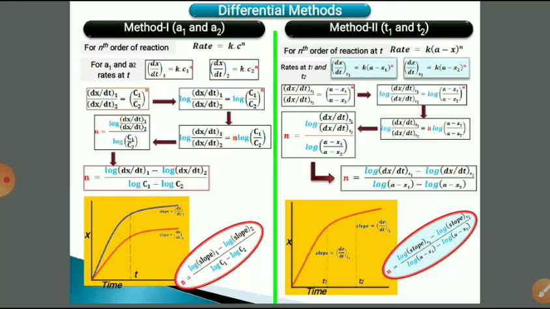So in this way, we can calculate the order of reaction by using the differential method, for two different initial concentrations, and also at two different times t1 and t2. Okay, so this is the differential method.